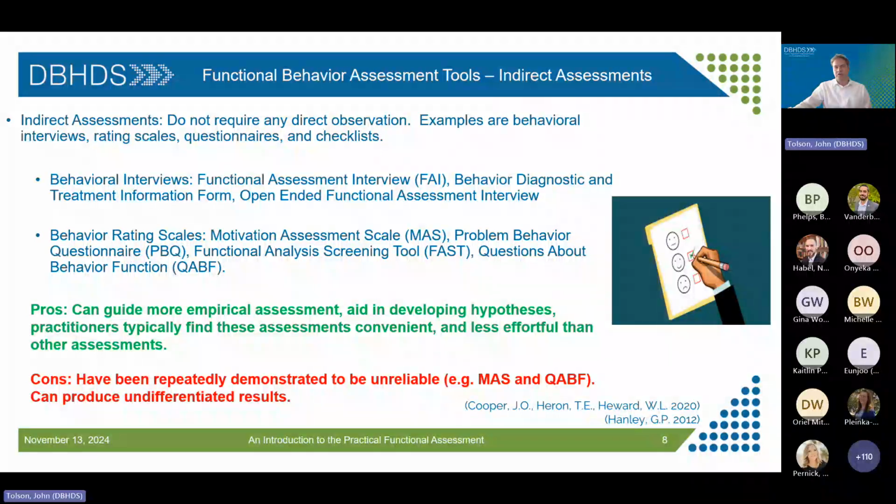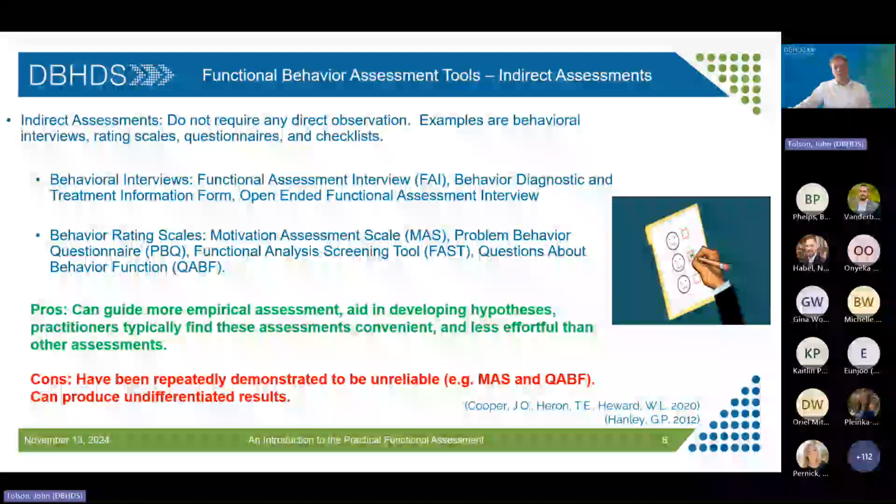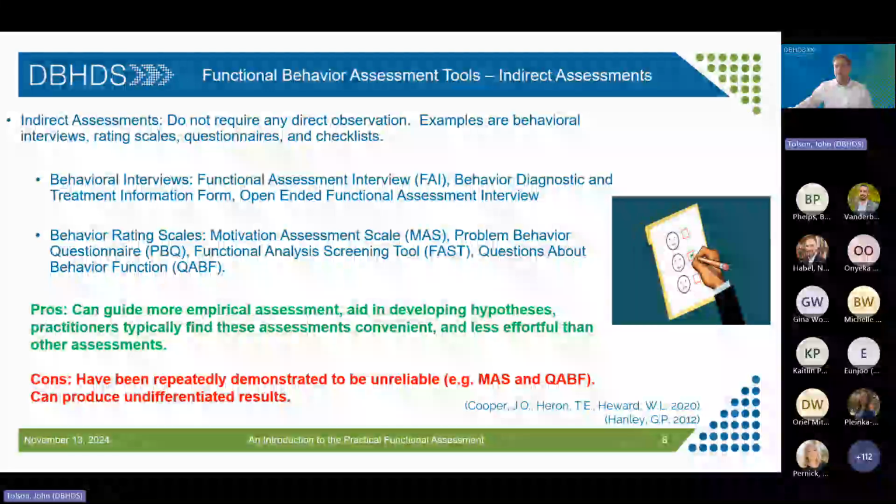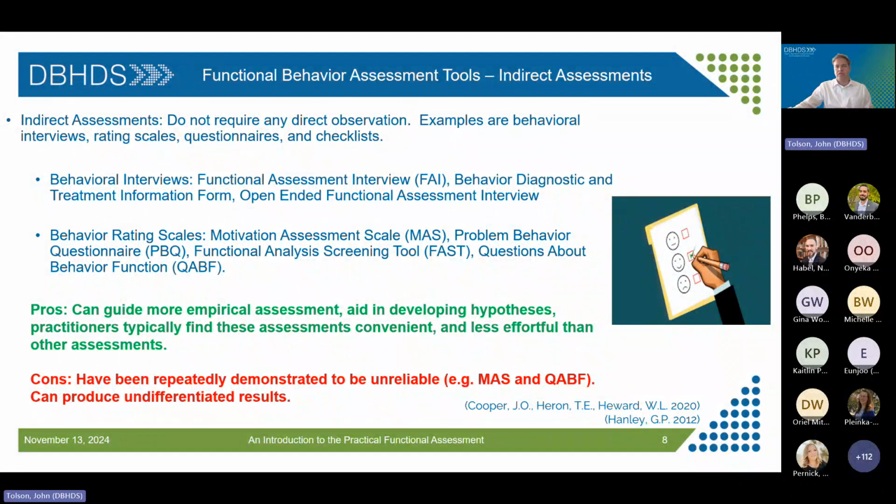All right, so pros for this tool: can guide more empirical assessment, can aid in developing hypotheses. Practitioners typically find these assessments convenient, less effortful than other assessments. Some cons is that they have been repeatedly demonstrated to be unreliable, such as the motivation assessment scale and the questions about behavior function. They can produce undifferentiated results.